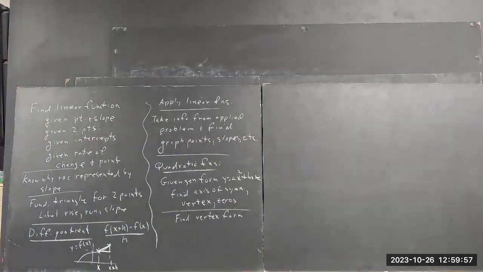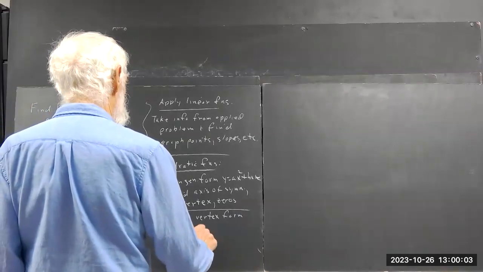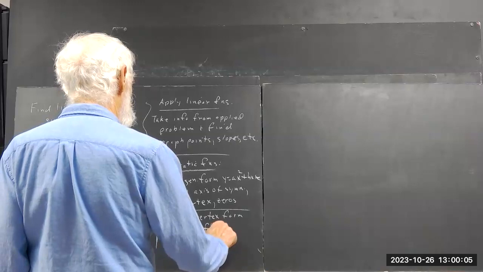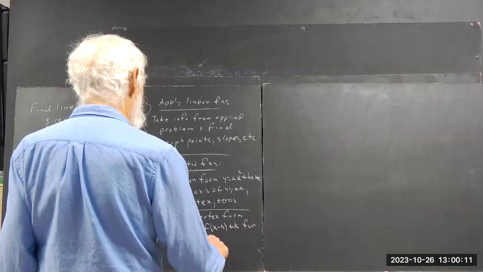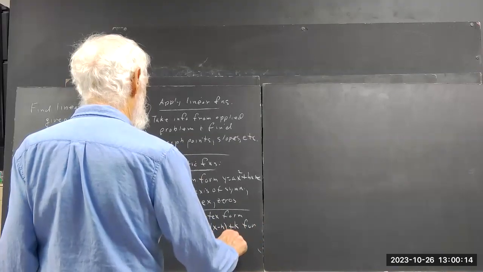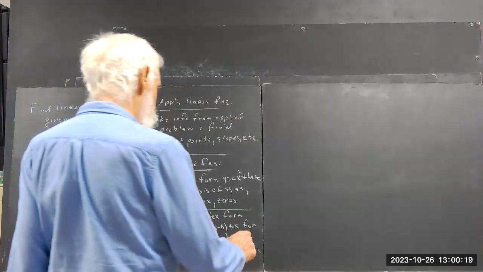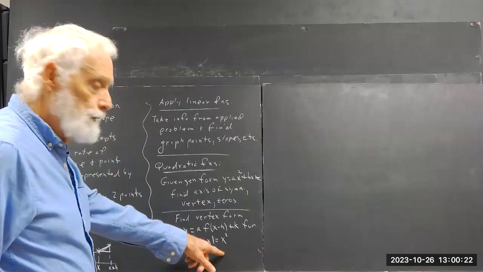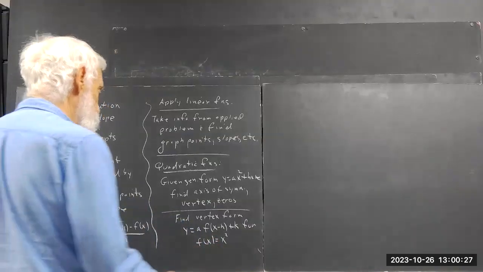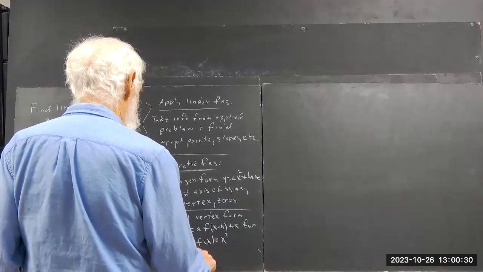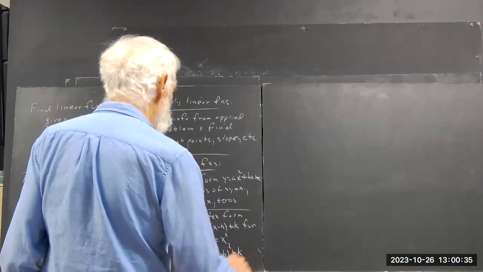You want to be able to find the vertex form. What's the vertex form? It's the a f of x minus h plus k form for f of x equals x squared, your toolkit squaring function. I.e., it's y equals a times (x minus h) squared plus k.